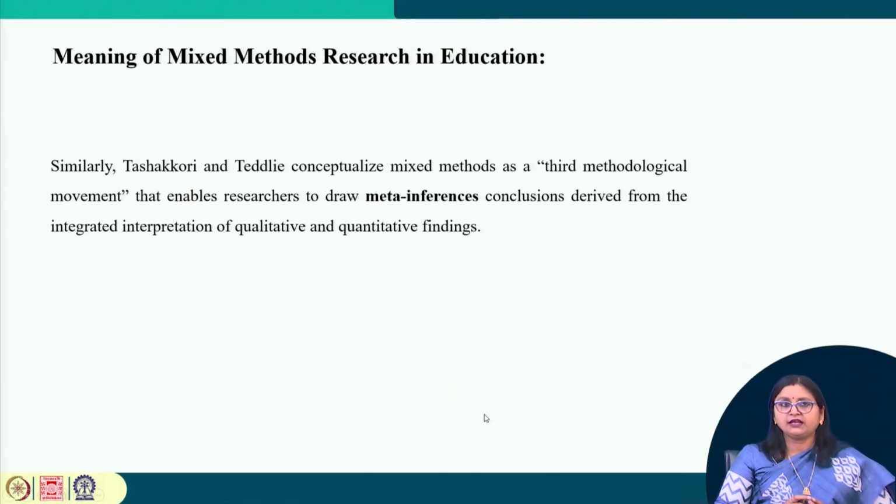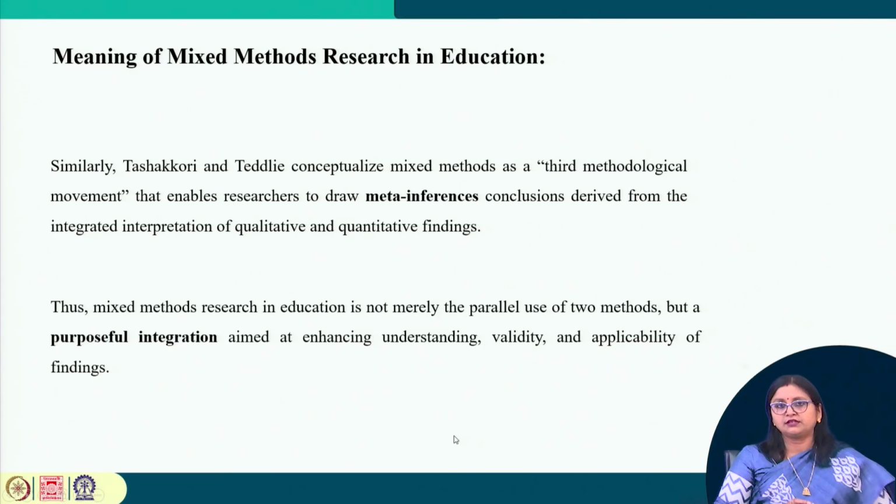So, when I am teaching in the classes, I always refer to Creswell's book for mixed method research. Similarly, Tashakkori and Teddlie conceptualized mixed methods as a third methodological moment, and that enables researchers to draw meta-inferences, conclusions derived from the integrated interpretation of both qualitative and quantitative findings. Thus, mixed method research in education is not merely the parallel use of two methods.